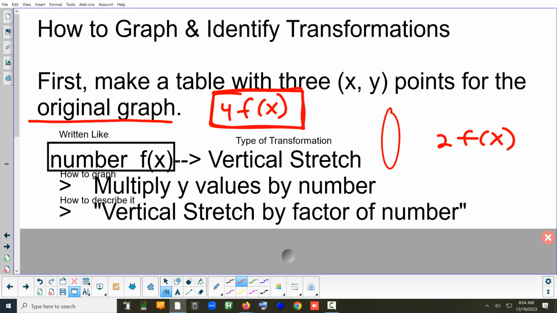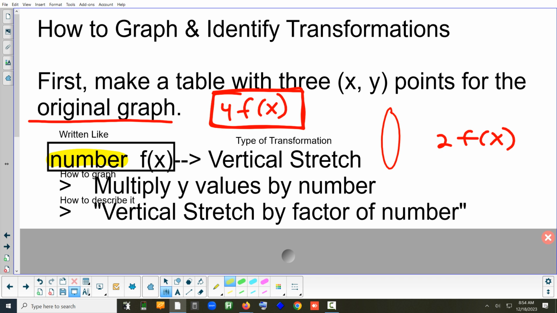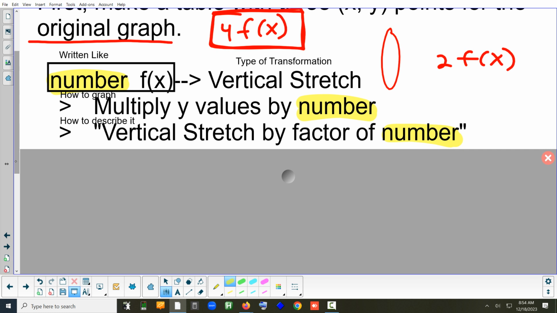Any question on that first one? So just to be clear about where that number's coming from, the number that's in front right there is the same number that you put right there, and it's the same number that you're using right there. It just depends on what the number is. All right, so that's the first one. We're going to do all the vertical first, and then we'll do all the horizontal.